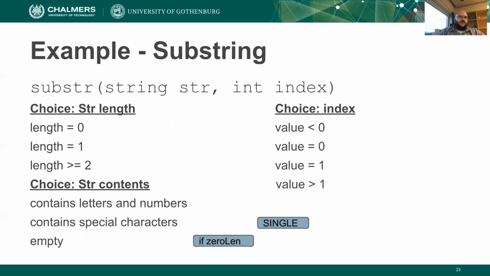So to take a simple example, we have a substring function. It takes in a string and an index and returns everything from the start of the string to that index. Right? So for each choice, we have some representative values. We have a choice of the string length, and we're going to try a string that's length 0, 1, or 2 or more characters. We have a choice for the contents of the string: it contains letters and numbers, it contains special characters, or it's empty. And we have a choice for the index: a negative value, a value of 0, a value of 1, a value of more than 1.